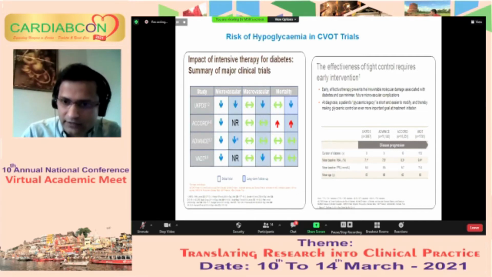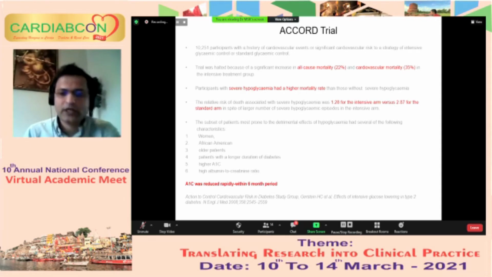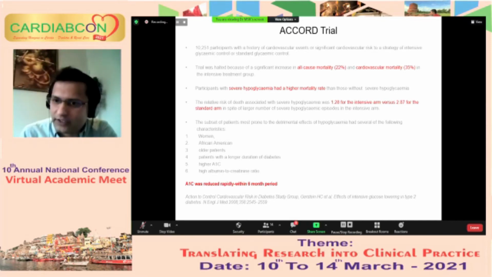The Accord trial was quite an eye-opener in a type 2 diabetes populations. And again, it was a very large trial, which was done in 10,000 populations. These are the patients who have history of cardiovascular events and significant cardiovascular risk factors. And originally, it was supposed to run for 5 years, but again, it was halted at 3.5 years because of a significant mortality. So what they have seen there is that there was an all-cause mortality of 22% and 35% in the intensive group mortality. Now, there is one hypothesis for increasing mortality in this population: the reduction in HbA1c was quite quick.